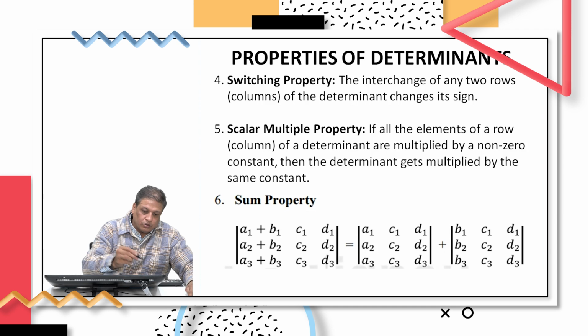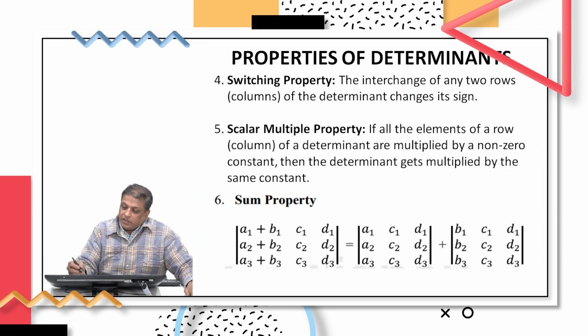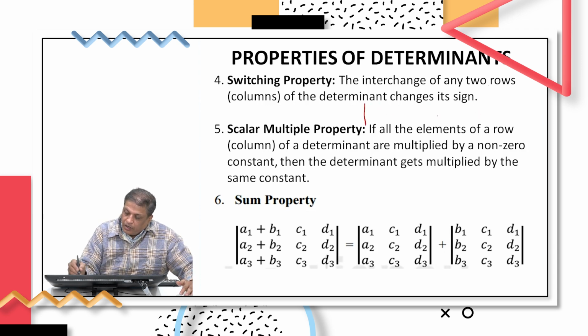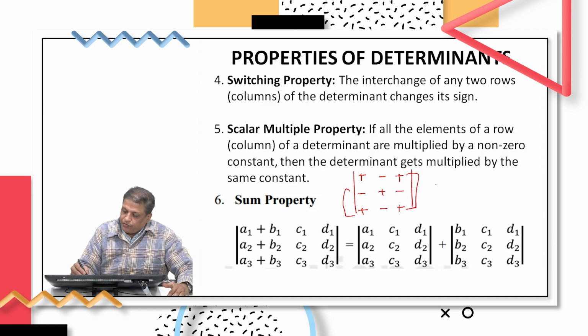Now we extend our discussion to further properties, that is the switching property, which says that if we interchange any two rows or columns of the determinant, the sign changes. That means if we interchange the rows or columns, then the sign of the determinant changes. We already learned that the polarity is like this: plus minus plus, minus plus minus, plus minus plus. So if we interchange any two rows or columns, then the polarity of the sign changes.